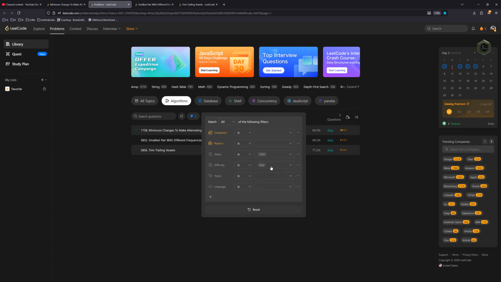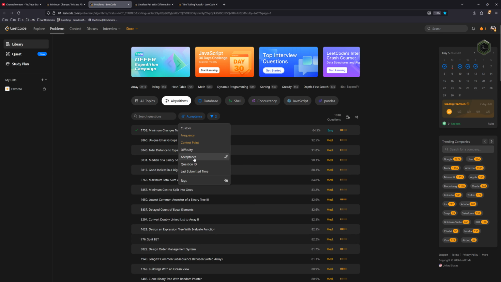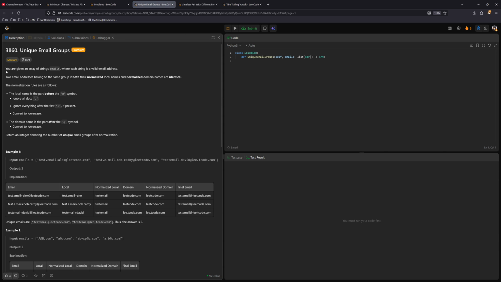Let's see, problems here, difficulty, medium, order by acceptance. Oh my goodness, some of these have very high acceptance rates. Okay, oh, premium, interesting. Okay, 3860, unique email groups. You're given an array of strings, emails, where each string is a valid email address. Two email addresses belong to the same group if both their normalized local names and normalized domain names are identical. The local name is the part before the @.